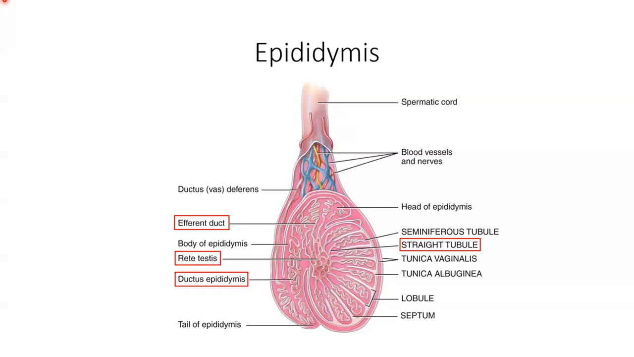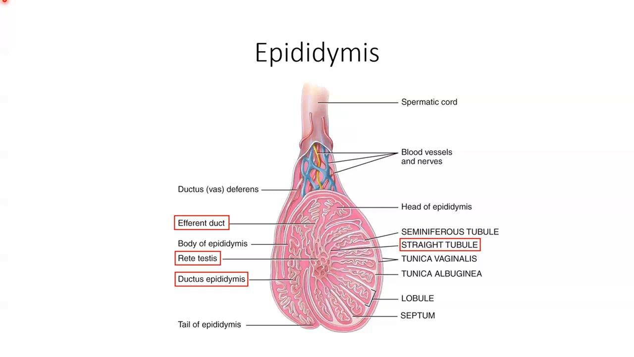Functionally, the epididymis is also the site of sperm maturation. This is the process by which the sperm acquire motility, which is the ability to move, so they can therefore swim towards and fertilize an egg. And this process of maturation occurs over a period of about 14 days.